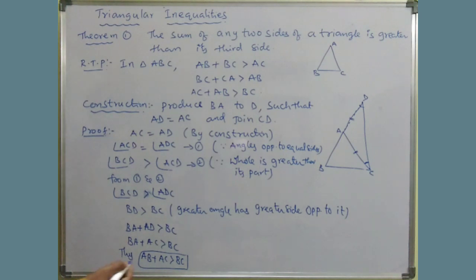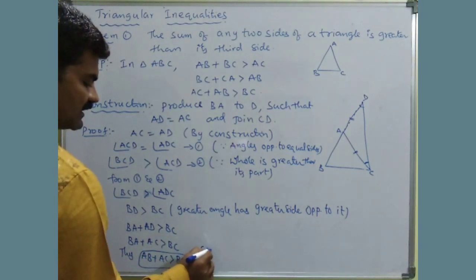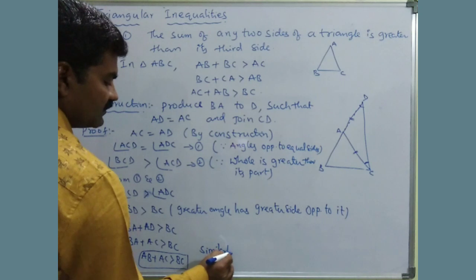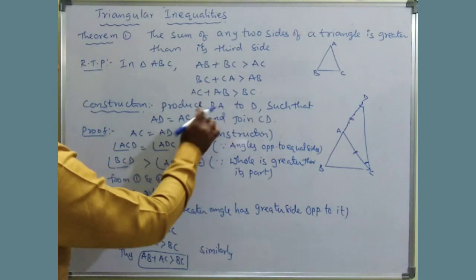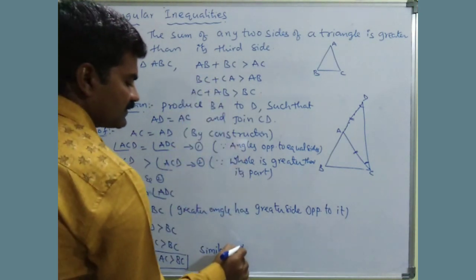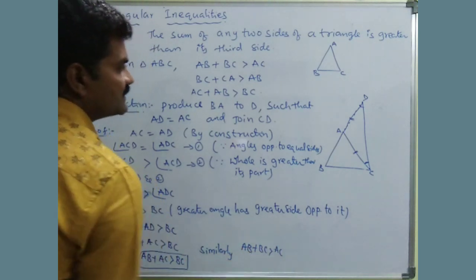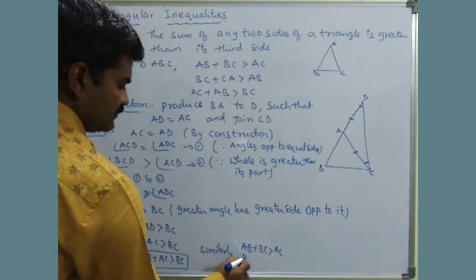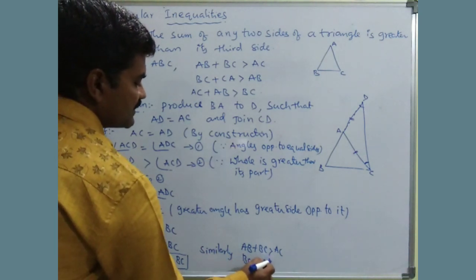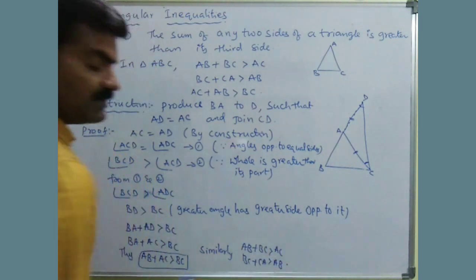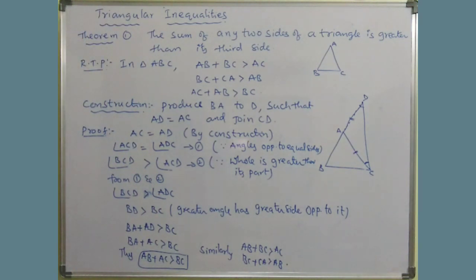So similarly we can also prove the rest of the two conditions. I mean AB plus BC is greater than AC. Even BC plus CA is greater than AB. That is, sum of any two sides of a triangle is greater than its third side.